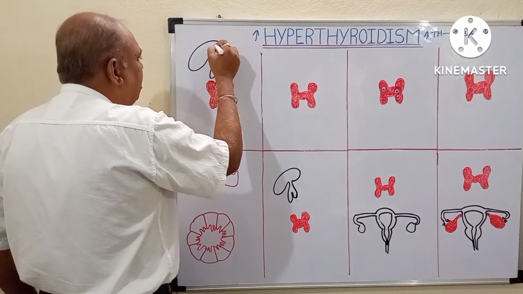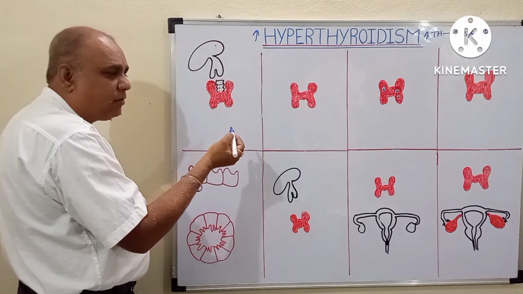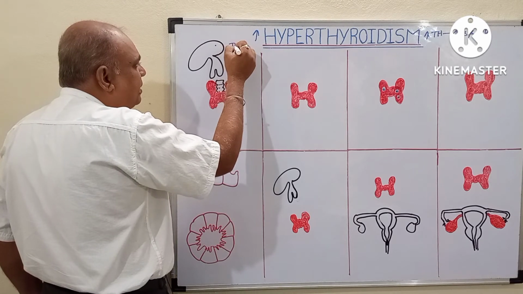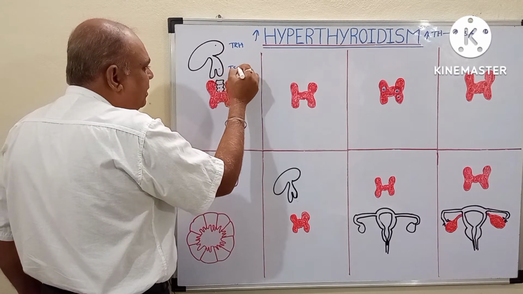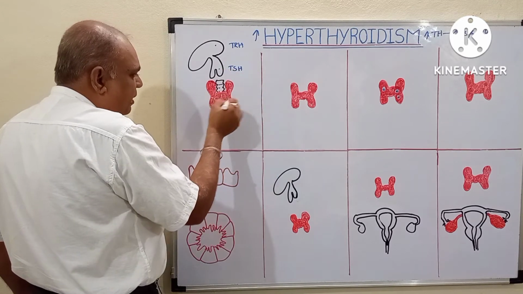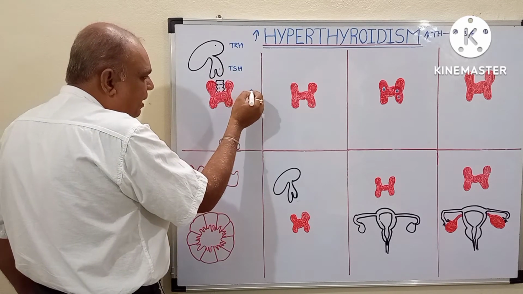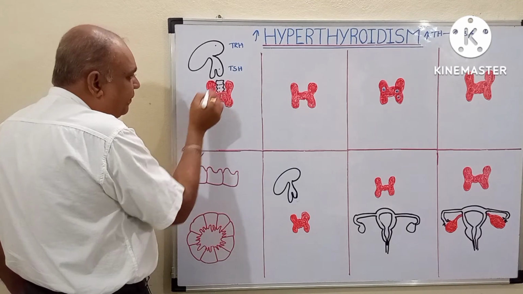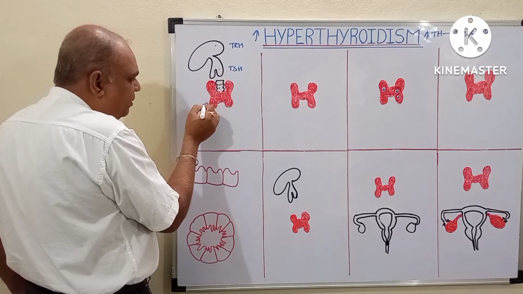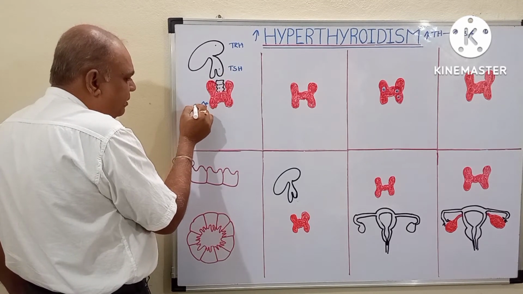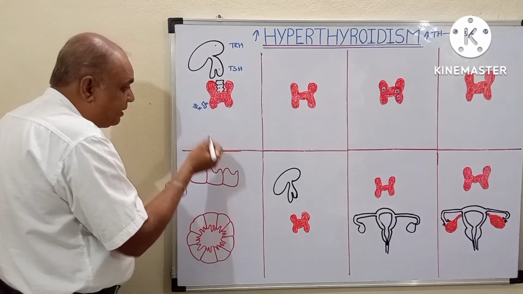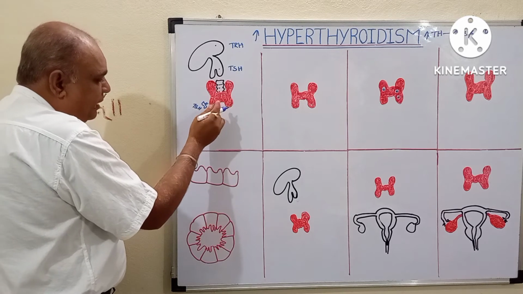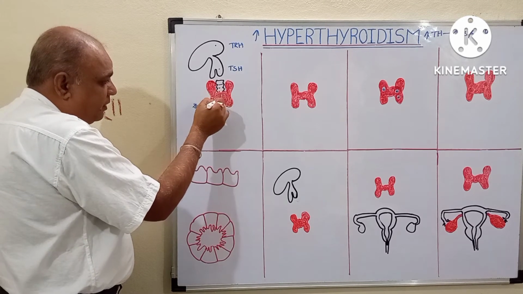Now let's have a quick review of thyroid hormone formation. Hypothalamus secretes thyrotropin hormone, anterior pituitary secretes thyroid stimulating hormone, and the thyroid gland secretes T3 and T4, where the thyroid stimulating hormone will join the receptor. This thyroid gland is made up of follicular cells.